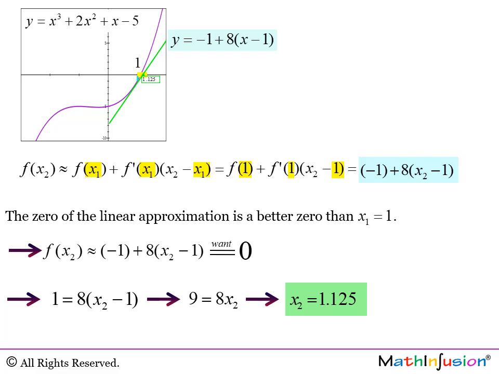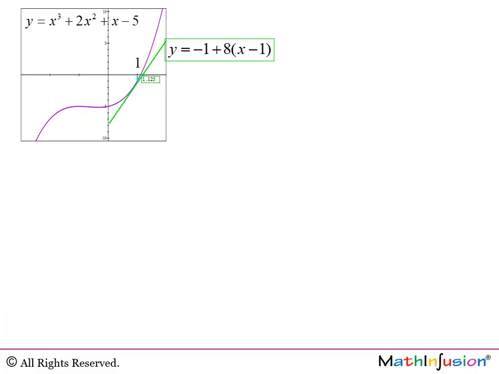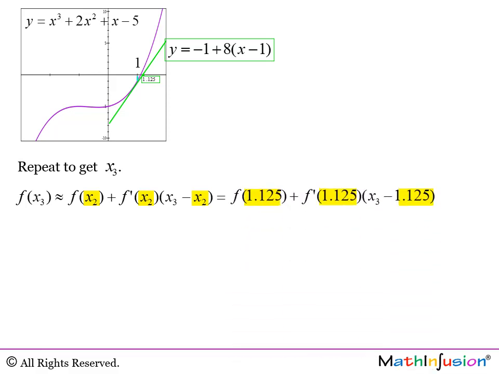Now I would like to refine that. I'm going to repeat the process to get x sub 3. First I'm going to find the tangent line, but now the approximation is about a equals x sub 2. Here is the linear approximation. We get that.